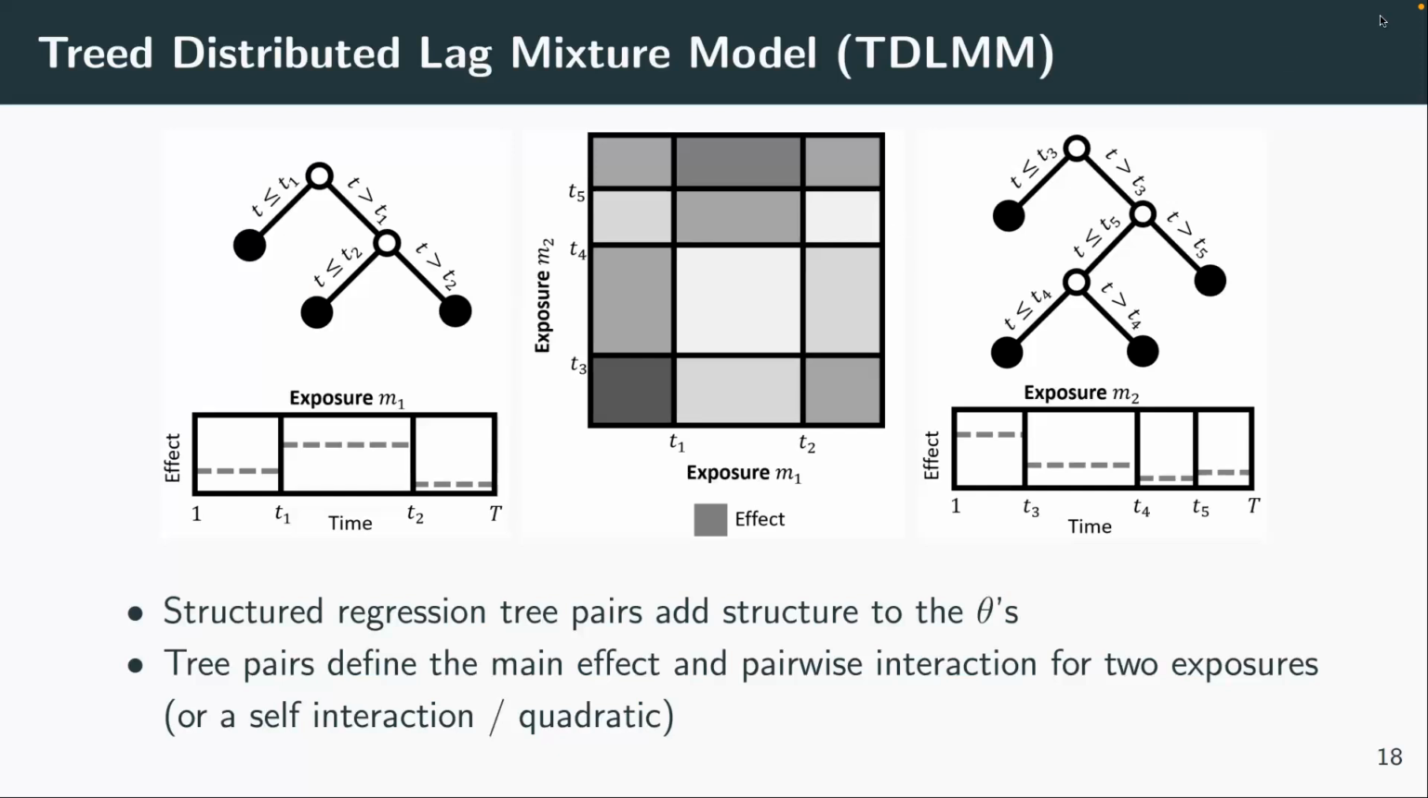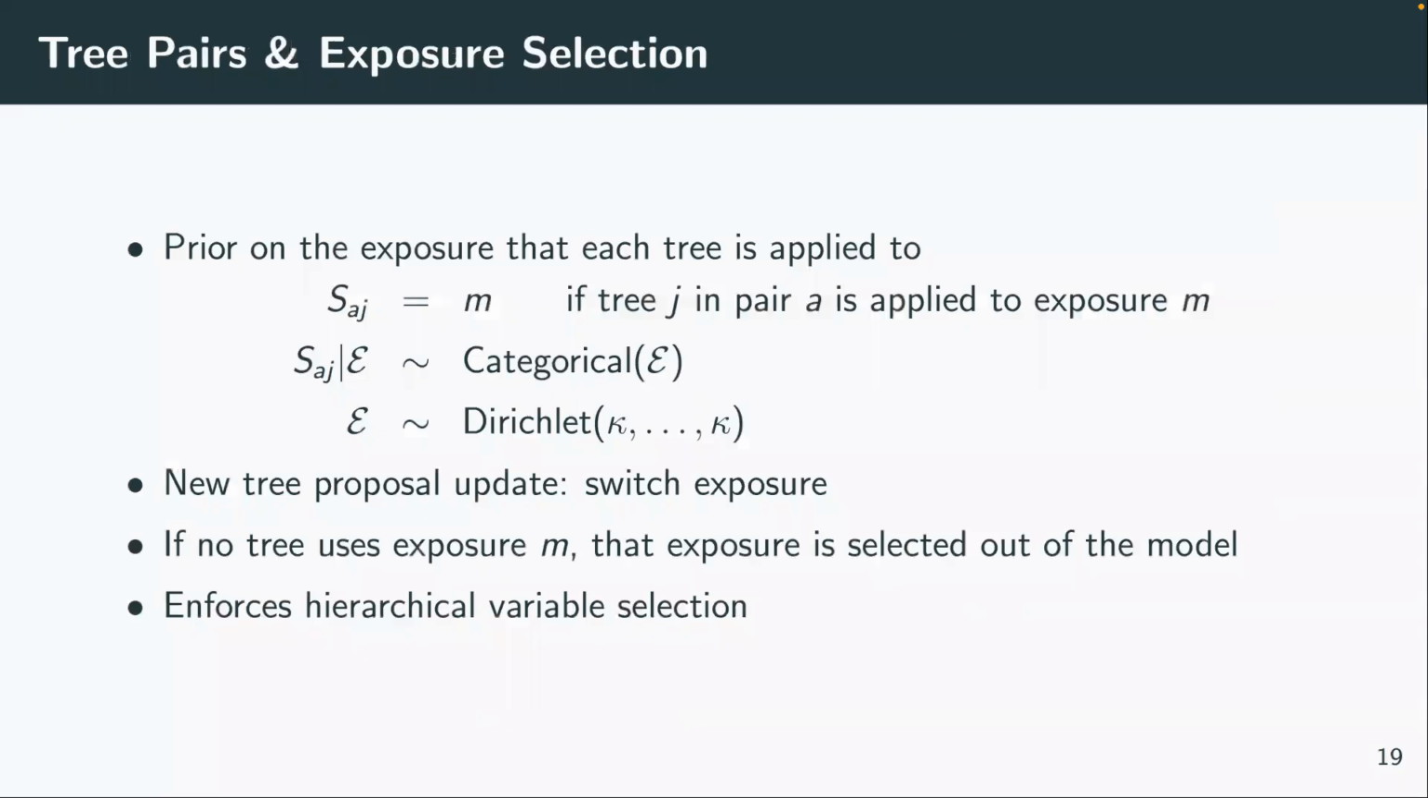Hey, Andrew, I have a question on your slide 19 about the exposure selection approach. You say if no tree uses exposure M, then this exposure will be selected out. But if the exposures are very correlated, do you think the tree will just randomly use one exposure and kick out another exposure? If that's the case, how do you justify the selection?